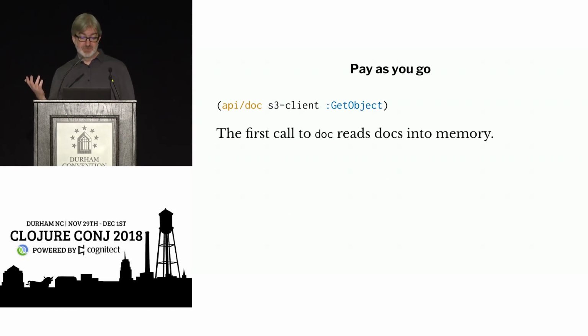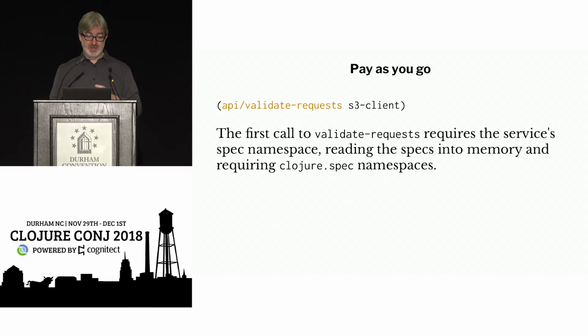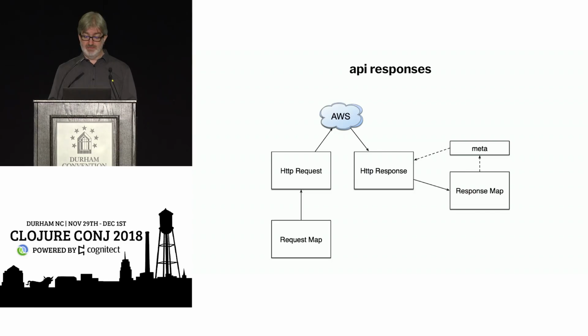Pay as you go. The first time that you call doc, or the ops function, that's when all the documentation gets read into memory. It's not there until you do that. And same deal with validate requests. That's when all your specs get loaded up, and even the Clojure spec namespaces are not required until you do this. So they're nowhere to be found.